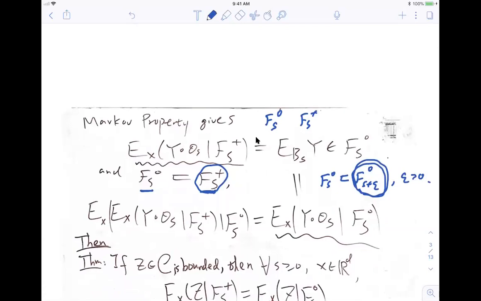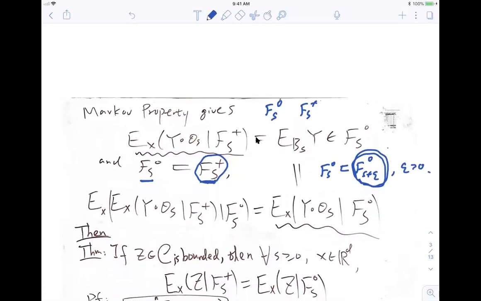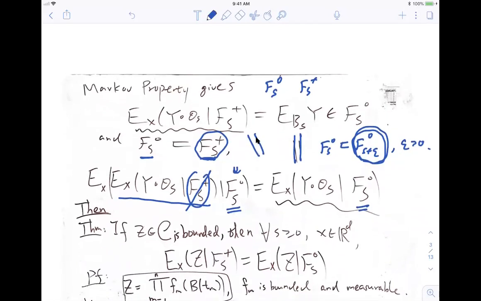Then we can do the projection, do the conditional expectation of this one with respect to F_s^0. Since F_s^0 is smaller, we can just ignore this and get that, by the tower property of conditional expectation. So using the previous Markov property, we can get that the two are equal. So what does this tell us? This tells us that for any function, if you do the shift, the two sigma fields are the same.